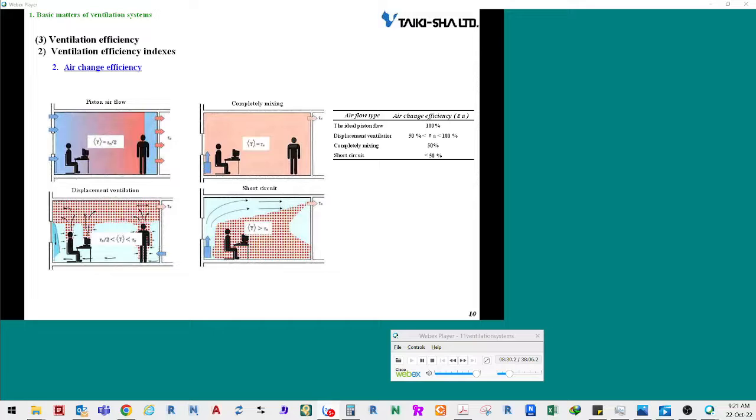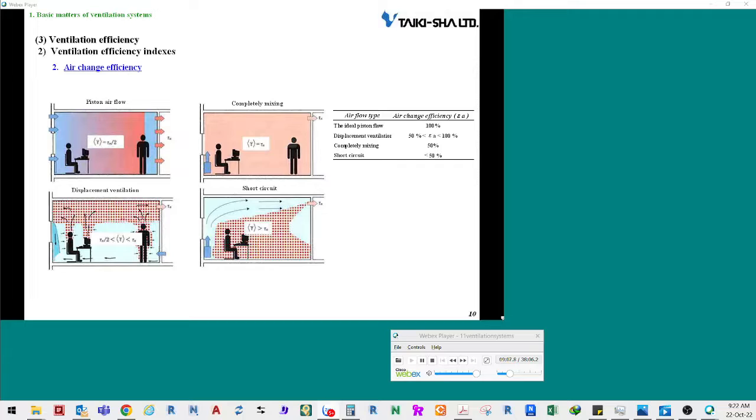The piston flow system continuously pushes air in the same way as objects are pushed by a piston device. In other words, the air comes from one end of the room, passes through the room linearly, and at last reaches the other end of the room. When a piston flow system is used, the air ventilation time is equal to the theoretically shortest air exchange time. Based on the four different airflow types, the air ventilation efficiencies are classified as shown in the table.